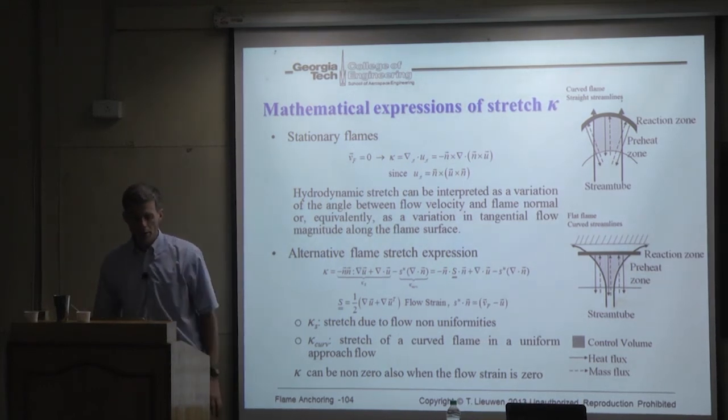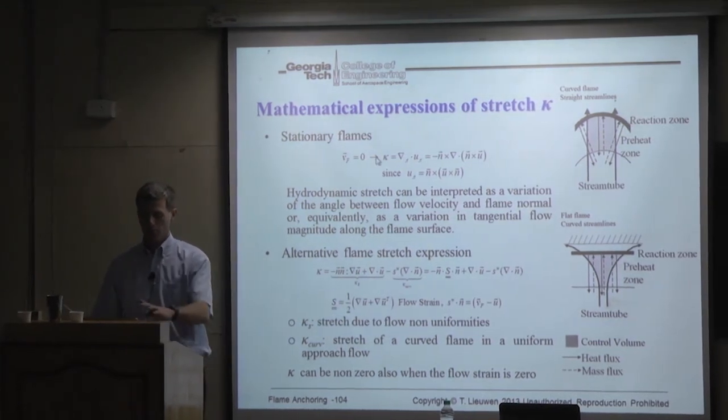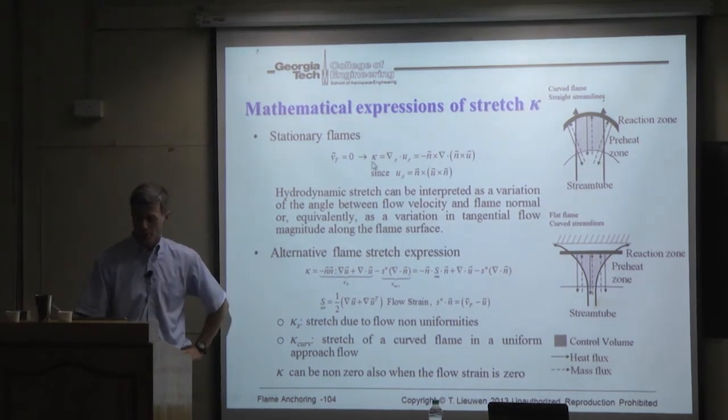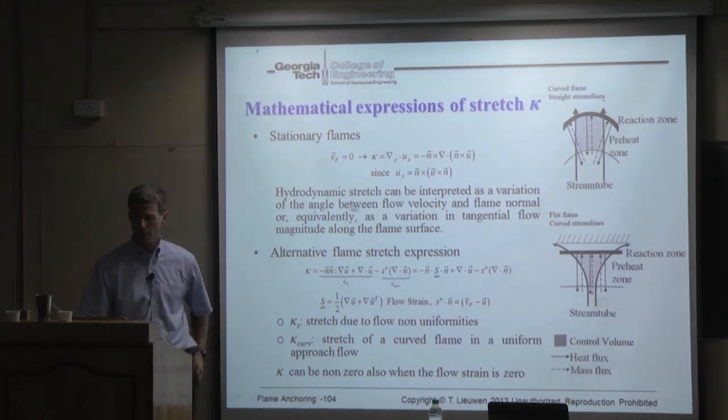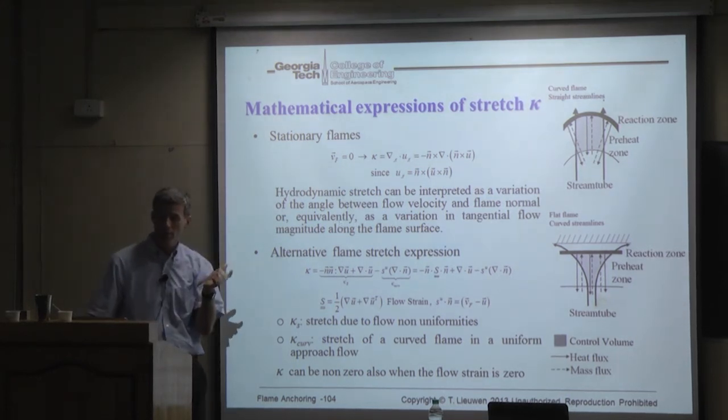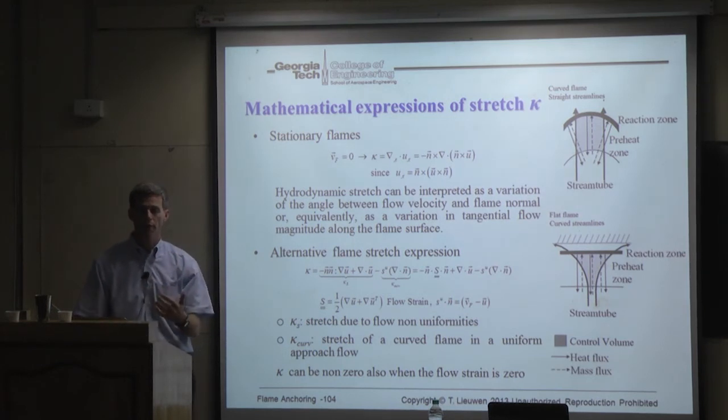So if you have a stationary flame, if VF is 0, which was the analysis with these two pictures that I drew here, then the stretch rate we can interpret as a variation of the angle between the flow velocity and the flame normal, or equivalently as a variation in tangential flow magnitude along the flame surface. So that can be due to the flow velocity changing or the flame angle changing with respect to the flow.